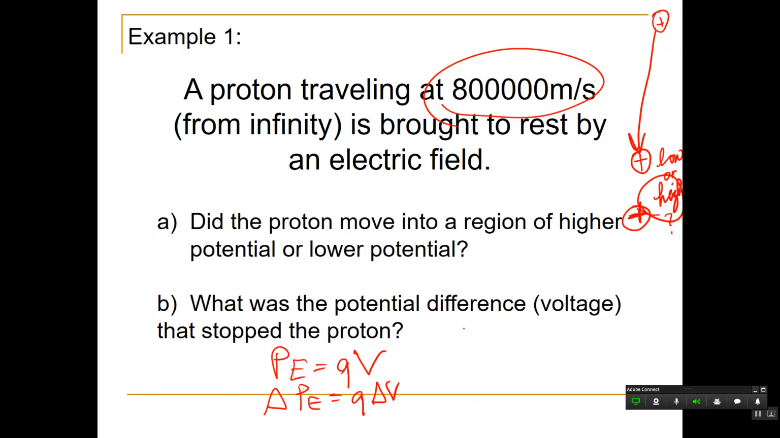So the change in potential energy is equal to the change in kinetic energy. And because it's a proton, we know that its mass is 1.67 times 10 to the negative 7 kilograms.